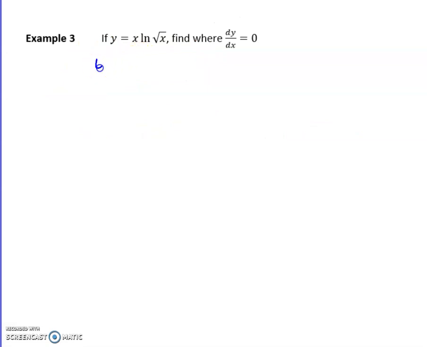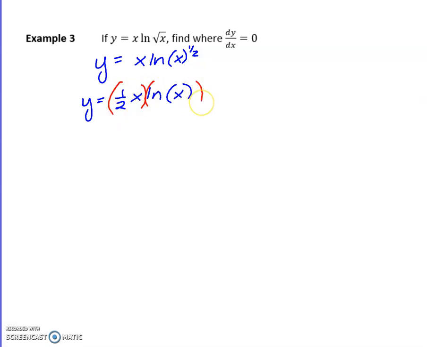Okay, same thing here. I would start by rewriting this first as x to the 1/2. And once again, bringing that 1/2 out front. And it's fine if you put that 1/2 all the way out front. This is all a product. And then I'm going to treat this as product rule. So I've got this guy times that guy.